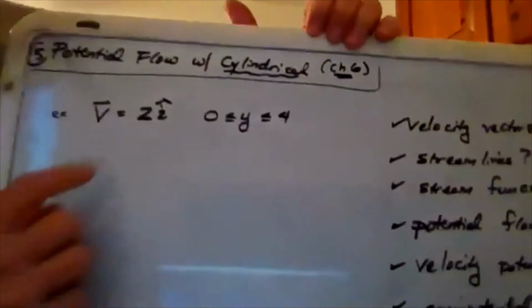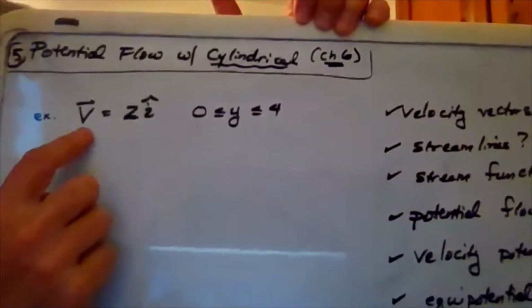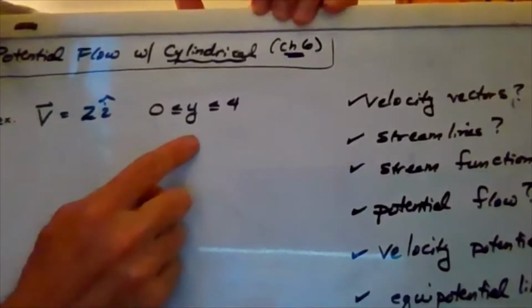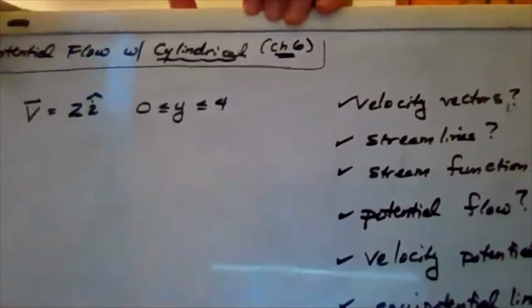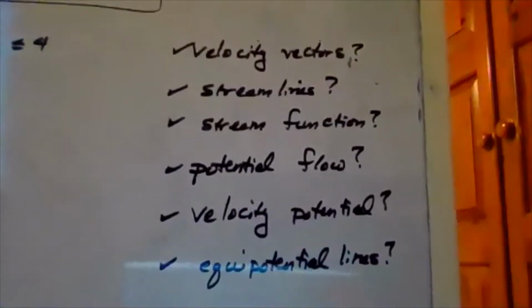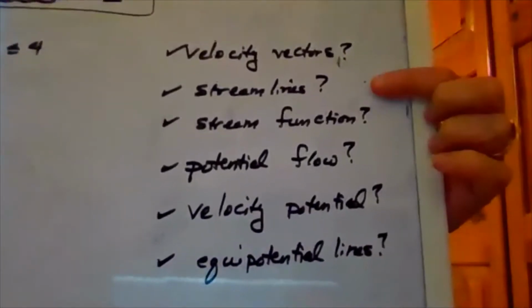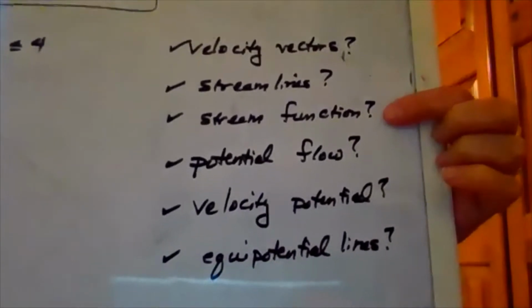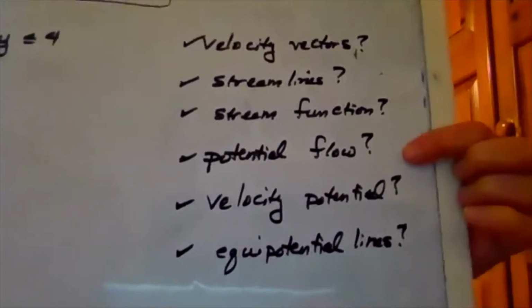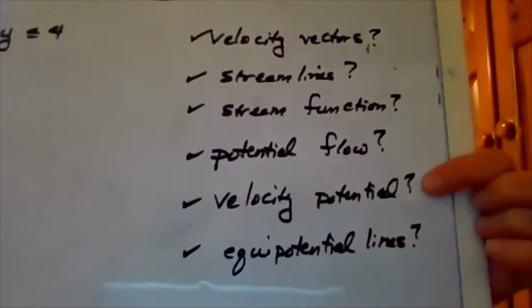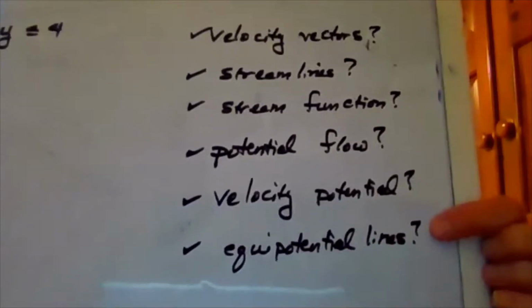Without stressing about it, I'd like you to think about a case where we had a flow described as follows. The velocity vector is 2i, and it holds for y from 0 to 4. Ideally, we'd like to be able to do the following: graph some velocity vectors, think about what the streamline looks like, and ask whether we could come up with a streamline function. Is it potential flow? Then think about what the velocity potential function might look like and graph some potential lines.